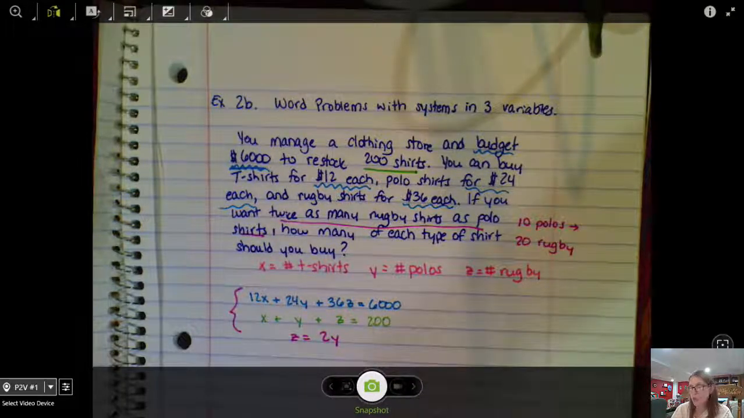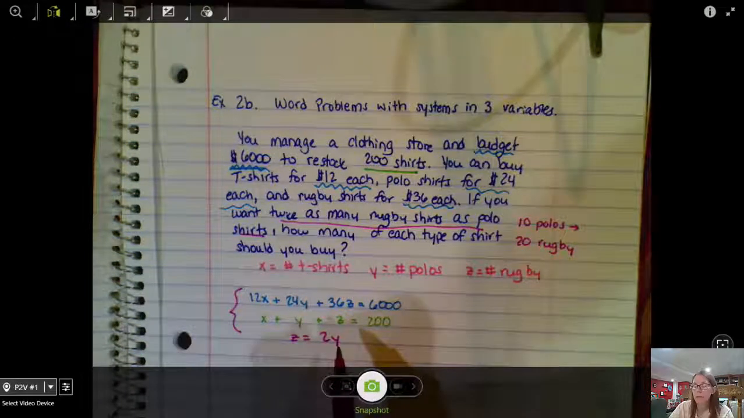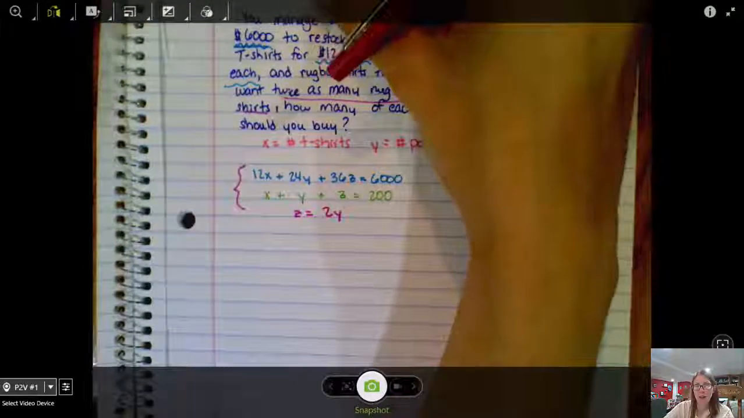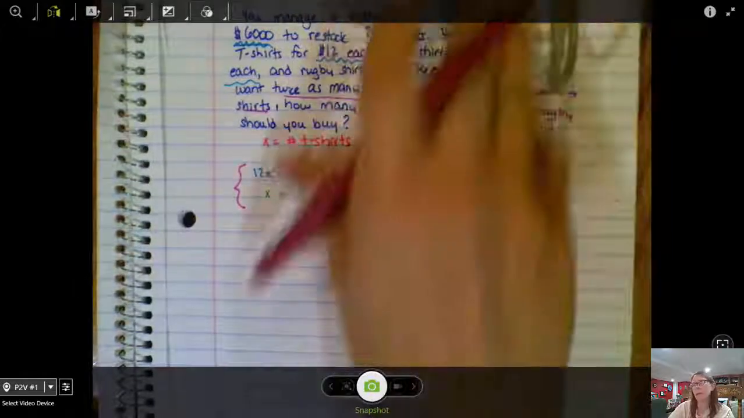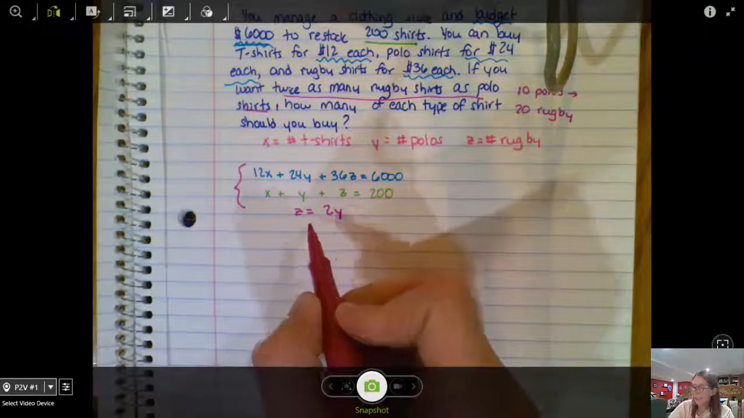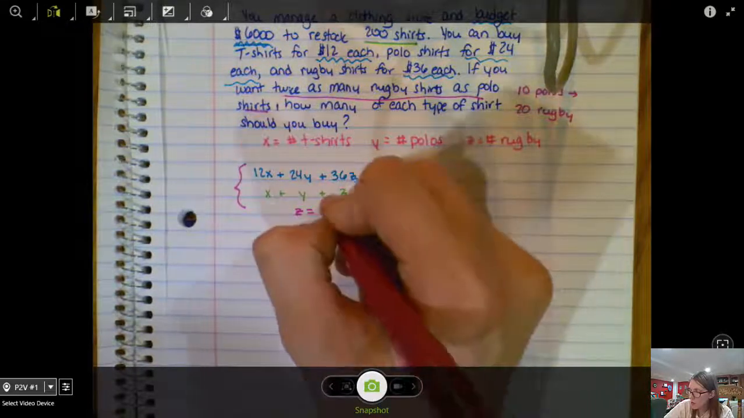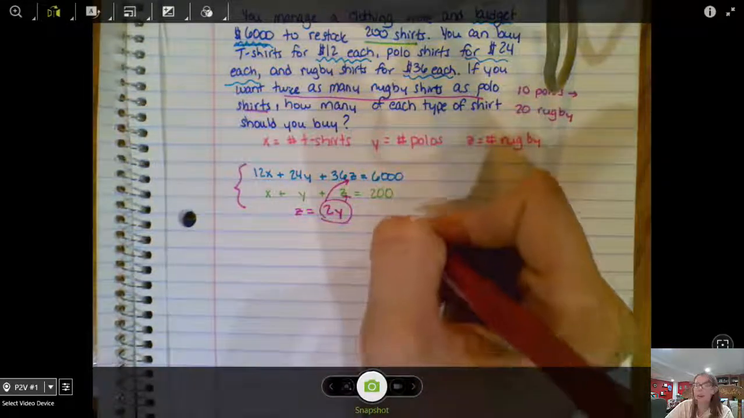So just like in example 2a, I have z equals 2y. I have one variable by itself with only one other variable on the other side. So substitution actually works really well here. And it tends to work pretty well with word problems. Not all the time, but a lot of times word problems are kind of nice with substitution. So I'm going to take this z equals 2y, and everywhere I see a z in my other two equations, we're going to put 2y instead.